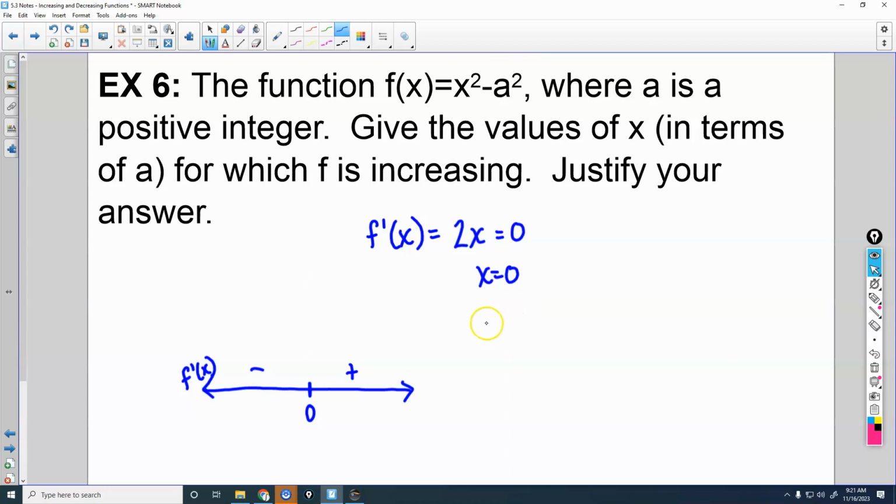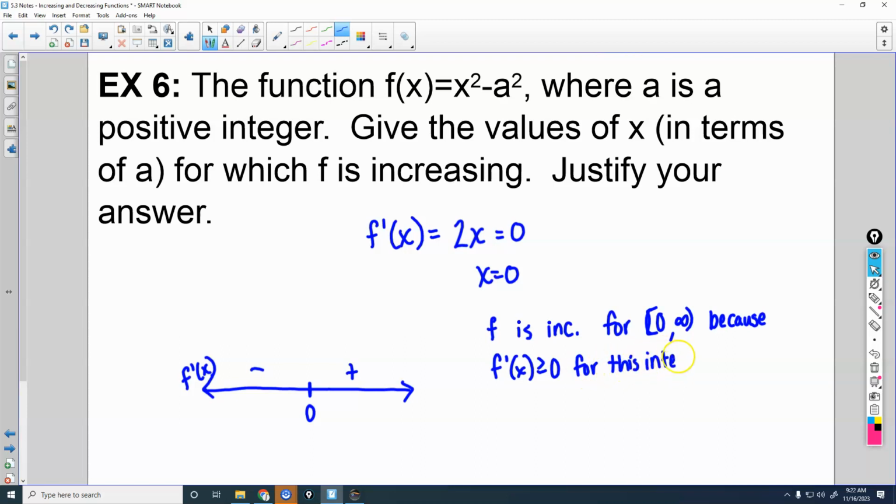It's asking where it's increasing. We would just say f is increasing for 0 to infinity, because f prime of x is greater than or equal to 0 for this interval. This is too simple. I think I know what I meant for this to be.